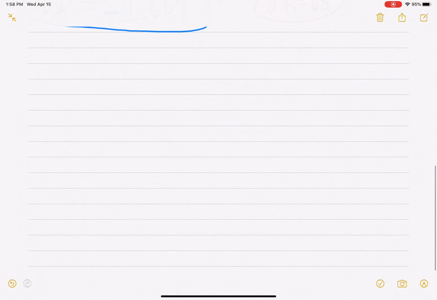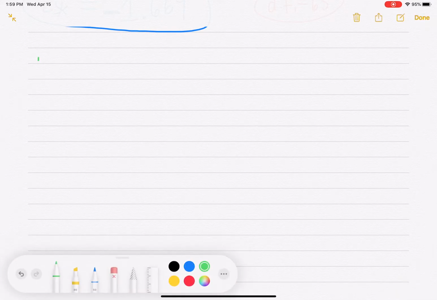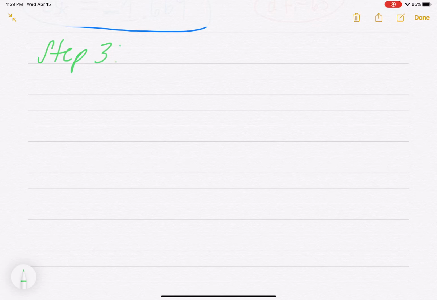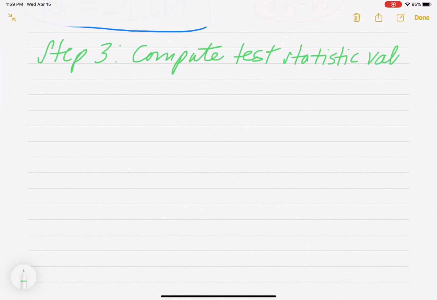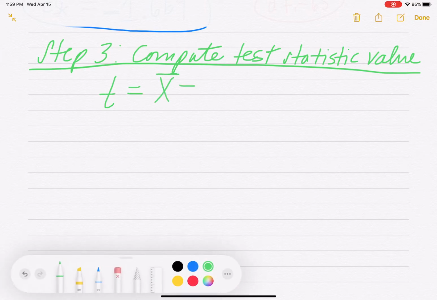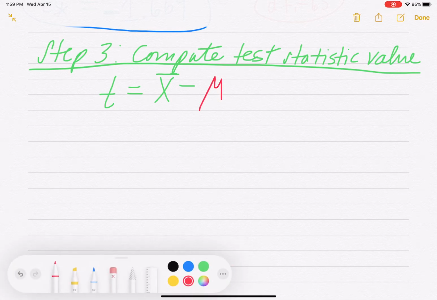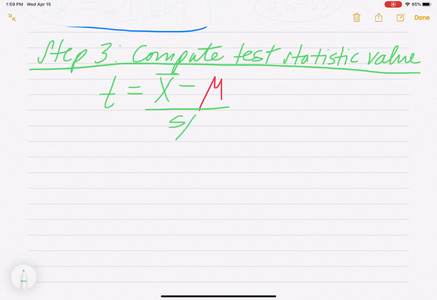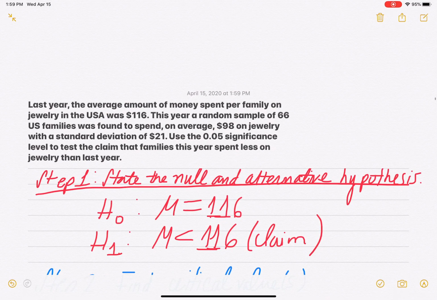Step 3, we're actually going to compute the test statistic value. That's going to be a t-score, which is given by x bar minus the population mean mu, divided by s over root n. So we have n, the sample size, which is 66.